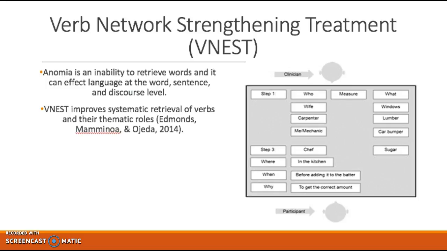Like I said, it can affect language on the word, sentence, and discourse level. Most of the lexical retrieval therapies that we've researched worked on word-noun production, single word production, which has been proven to increase the client's ability to retrieve semantically related nouns, but has not been proven as much to generalize to sentences or discourse. So through VNeST with AP, we started at the bottom in terms of difficulty and amount of cues.